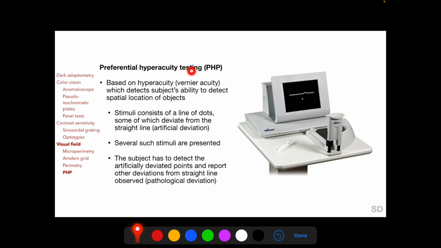Preferential hyperacuity testing, also called preferential hyperacuity perimetry, is based on testing hyperacuity or vernier acuity, which detects the subject's ability to detect spatial location of objects, and the stimulus as shown here in this photograph consists of a straight line of dots, except some which deviate from the straight line, and these are the artificially deviated dots by the machine, and the subject has to detect the artificially deviated dots and report whether he or she sees other deviations from the straight line, which are called pathological deviations occurring due to macular lesions.